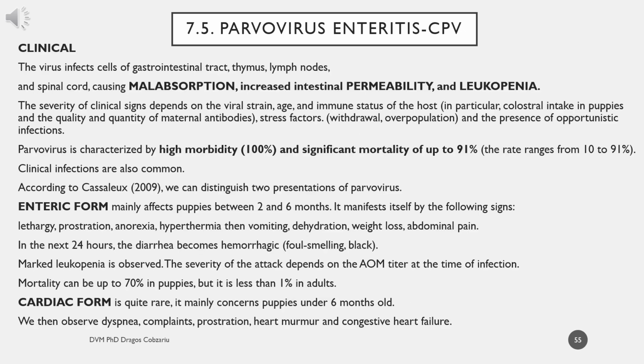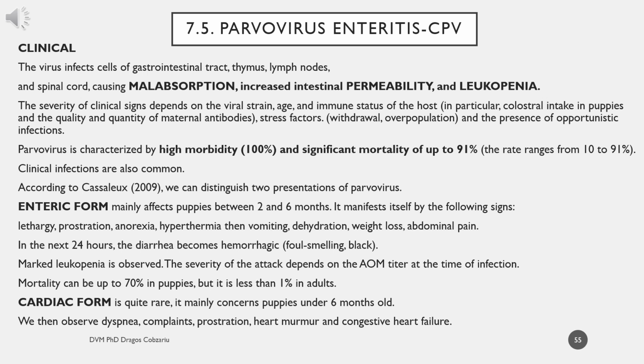Clinical. The virus infects cells of the gastrointestinal tract, thymus, lymph nodes, and spinal cord, causing malabsorption, increased intestinal permeability, and leukopenia. The severity of clinical signs depends on the viral strain, age, and immune status of the host, in particular colostral intake in puppies and the quality and quantity of maternal antibodies, stress factors, weaning, overpopulation, and the presence of opportunistic infections. Parvovirus is characterized by high morbidity, 100%, and significant mortality of up to 91%.